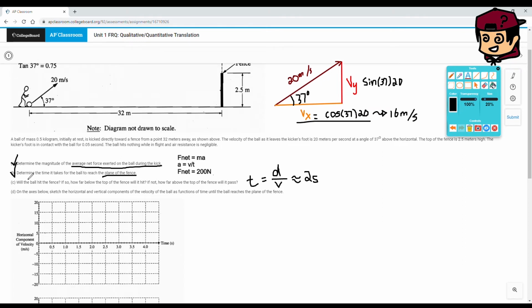That's that. Will the ball hit the fence? If so, how far above the top of the fence will it hit? If not, how far above the top of the fence will it pass? Well, right here, we need to use a kinematics equation, of course. I'm just going to erase all this real quick, just so we have space and it's not too cluttered.